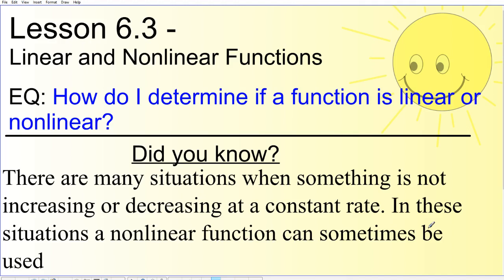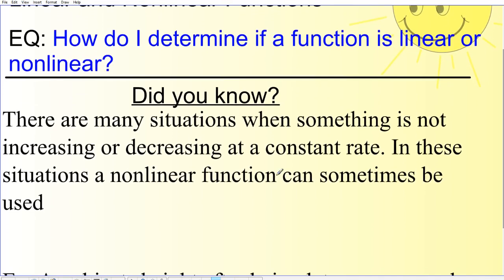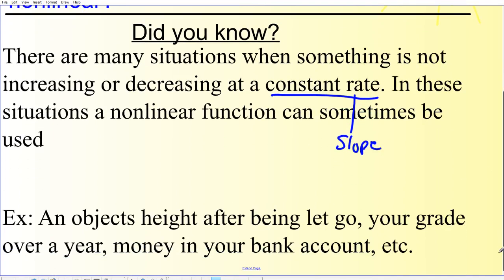Did you know there are many situations when something is not increasing or decreasing at a constant rate? Rate is slope. In these situations, a non-linear function can sometimes be used. An example is an object's height after being let go. If you ever let go of an object, it does not just start falling down at the same rate. As gravity starts affecting it, it falls slowly and then faster and faster and faster.